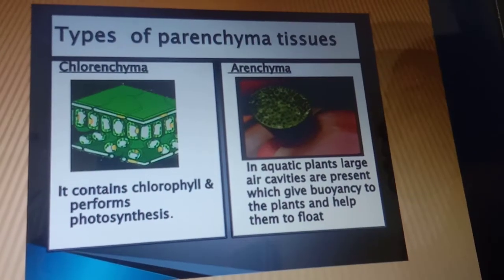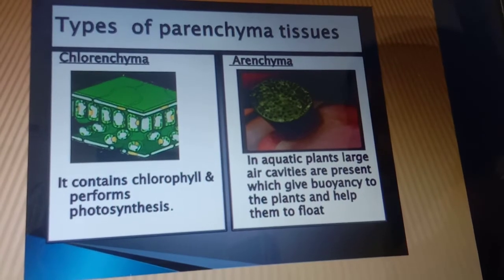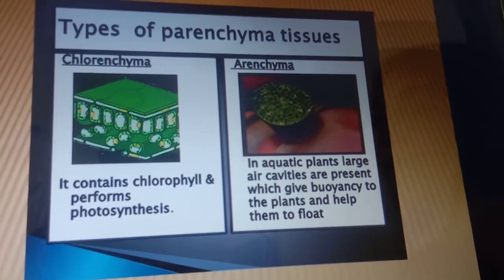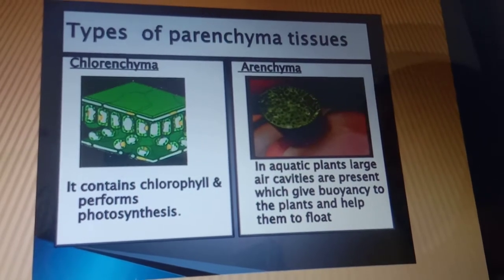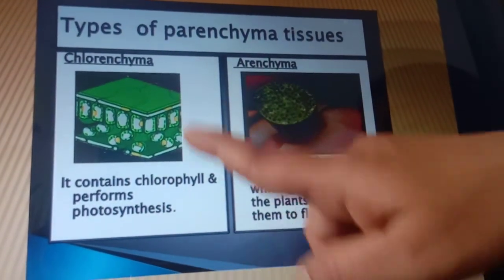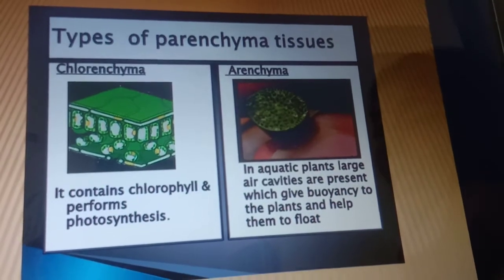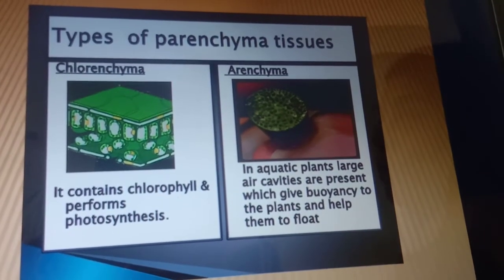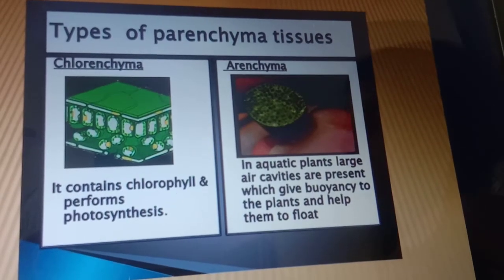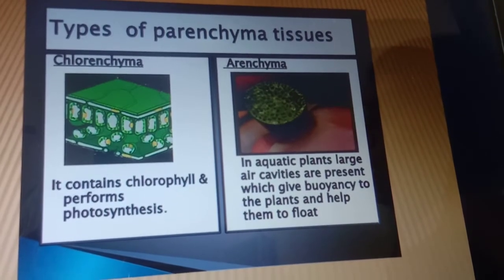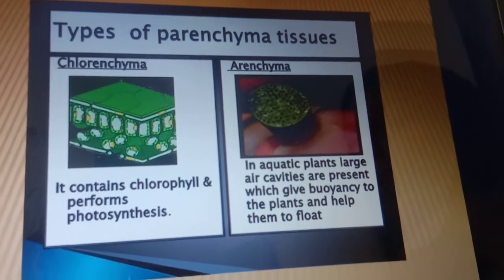Then let us see about the types of parenchyma tissue. There are two types of parenchyma tissues, that are chlorenchyma and aerenchyma. Here chlorenchyma contains chlorophyll and performs photosynthesis. You know that it is very important, because of this photosynthesis plants can prepare their own food.